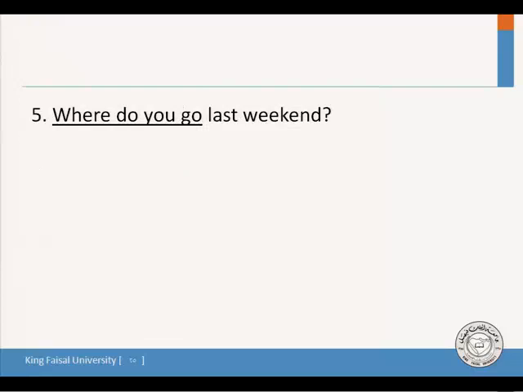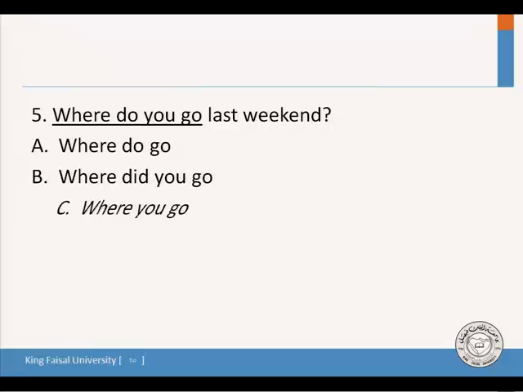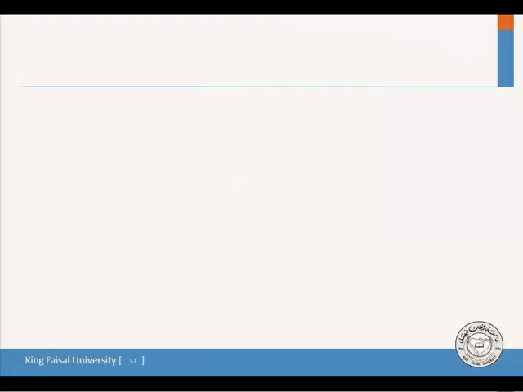Where did you go last weekend? Or do you go? We are talking about last weekend, in the past. Do you use do or did in the past? Look at the options. We have A, B, C, and D. Where do you go? Where did you go? Where you go? Or is it correct? Make no change. What do you think? Of course, B is the right answer.